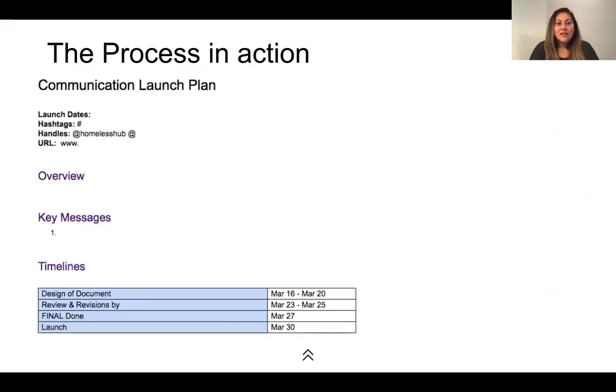This is the process in action. You get a chance to see our communication launch plan. You'll see we set out the dates. We think about it in two ways, in a very digital way, but we also think about it in print. So you'll see that we include things like web pages, URLs, hashtags, handles, and in that we start plugging in our content. The overview is your idea of the big picture. What does my event or project entail? Think of it on a very macro basis.